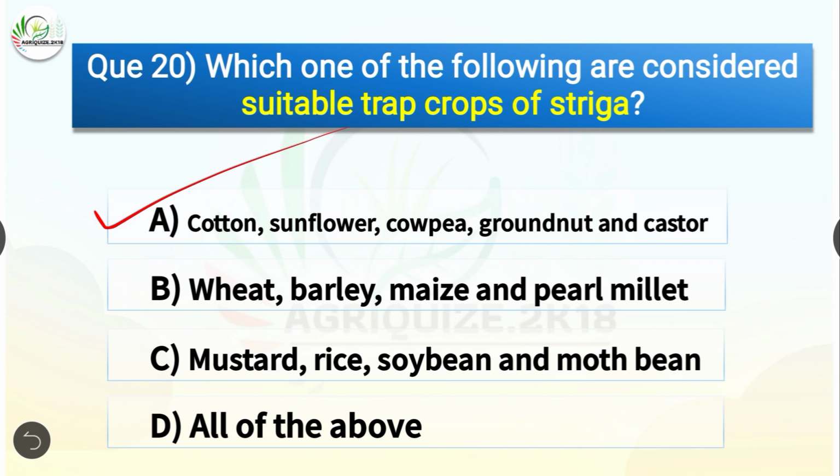Trap cropping involves planting a species in an infested field that will induce the striga seeds to germinate but will not support attachment of the parasite.